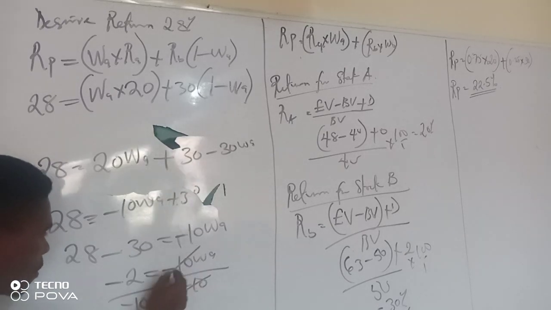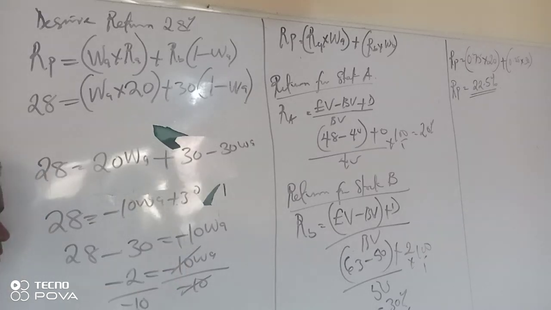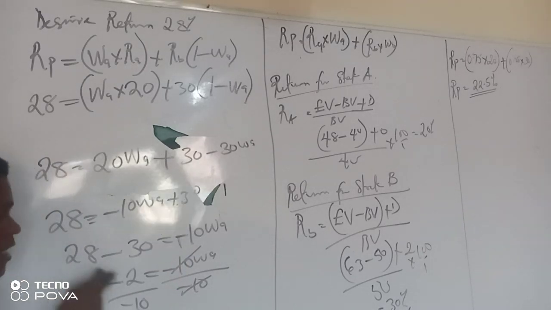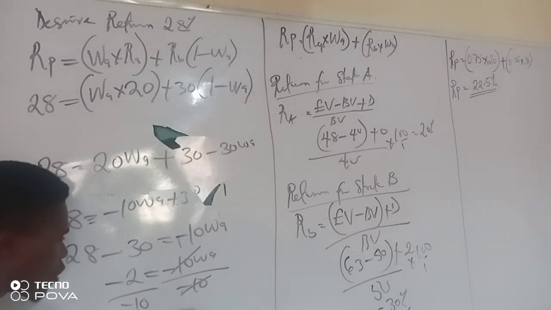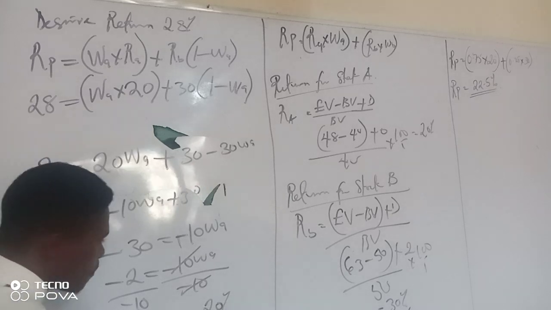Minus 2, minus 10. Mathematically, that will be minus 2 divided by minus 10. What do you have? So our weight of A goes to what? 20%. That is our 0.2.